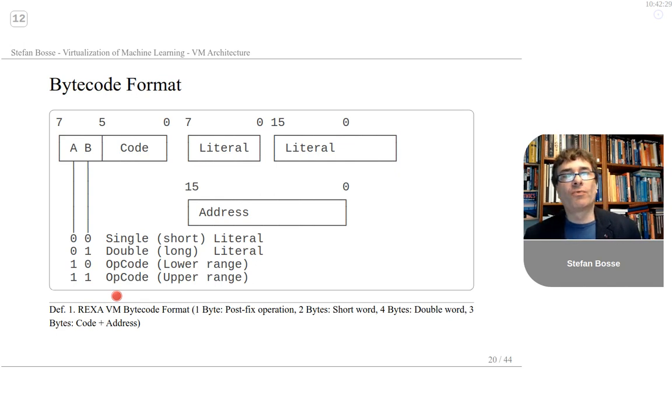So here's the bytecode format, and it consists either of 1 byte, 2 bytes, or 4 bytes, or in between 3 bytes. It depends. Most instructions consume only 1 byte. Literals, short literals, only 2 bytes. Long literals, 3 bytes or 4 bytes. And finally, with a rest, for example, a jump instruction, we have a 3 byte instruction format.